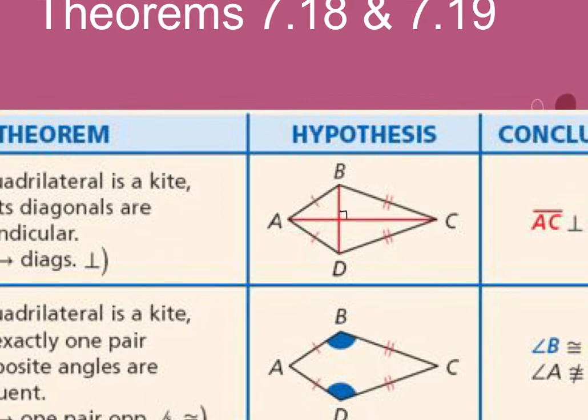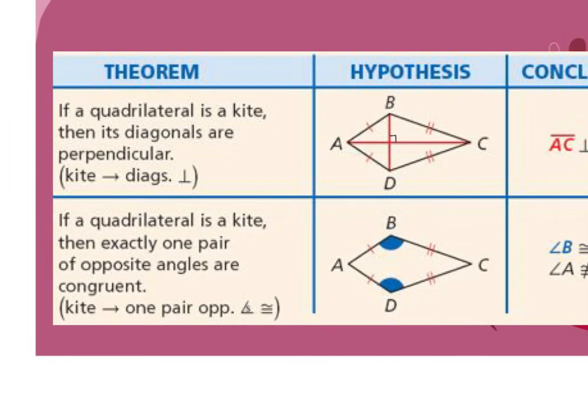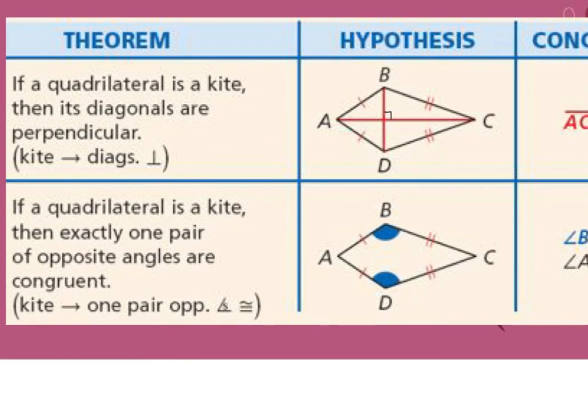And the other theorem related to kites is that if a quadrilateral is a kite, then exactly one pair of opposite angles are congruent. And it's going to be the pair of angles that share both of the congruent sides. Do you see how B and D, one side of B has the single congruence mark, the other side has the double, right? That one's going to be congruent to D, which also has the same two sides, okay? Angle A and angle C are not congruent, okay? A and C are not congruent.